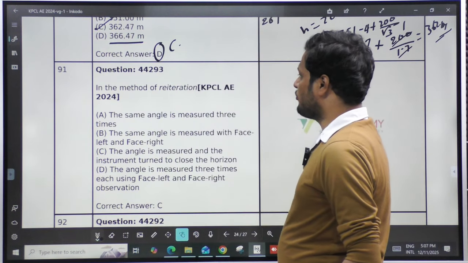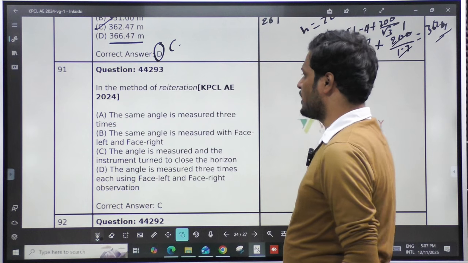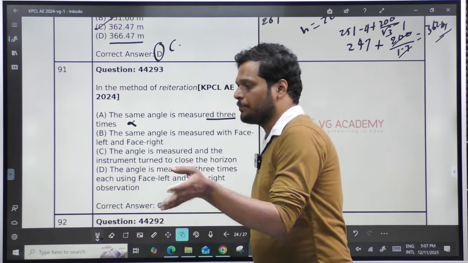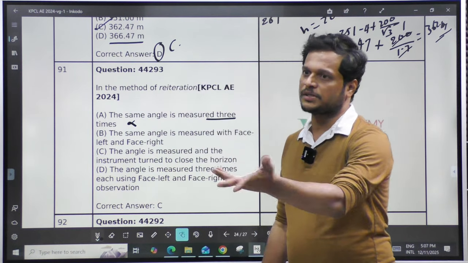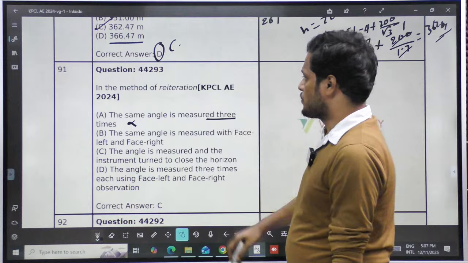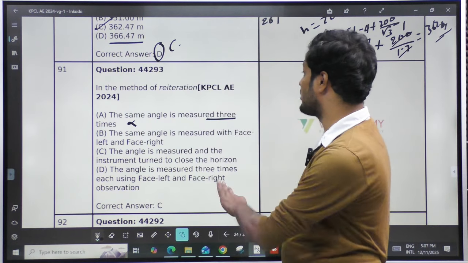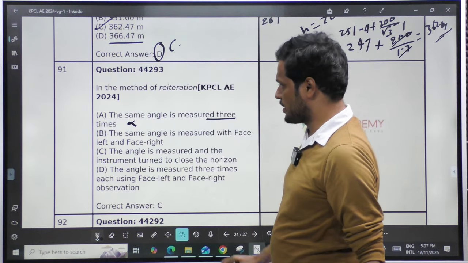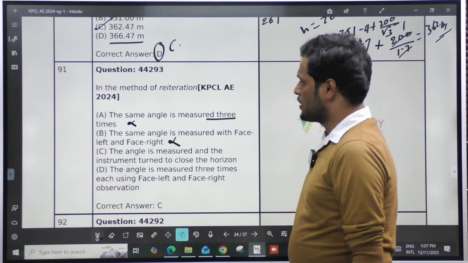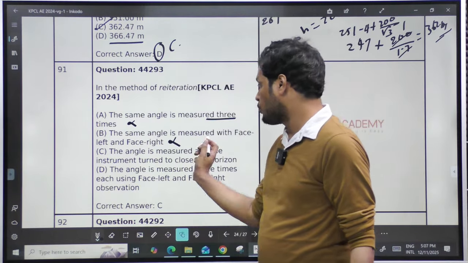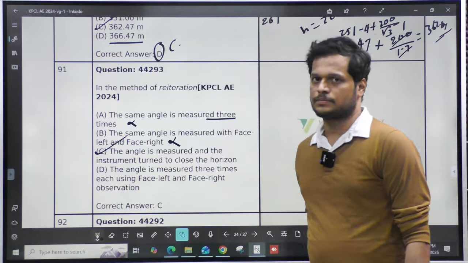Next, in the method of reiteration, the same angle is measured 3 times. Incorrect. This is the repetition method. 3 times we will measure in face left, 3 times we will measure in face right, total 6 times we will measure to eliminate the errors. So which is the method of repetition: the same angle is measured with face left and face right. For the other, the angle is measured and the instrument is turned to close the horizon. Correct. This is reiteration.